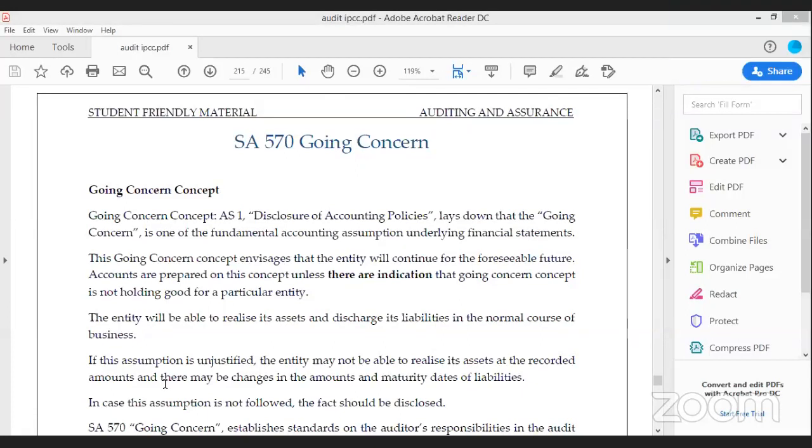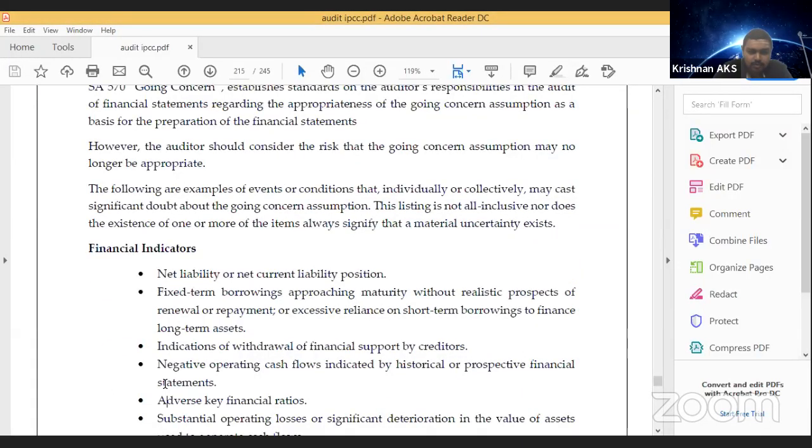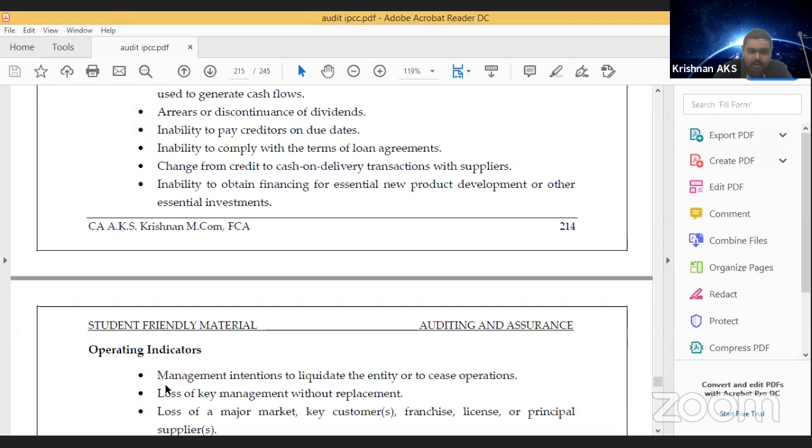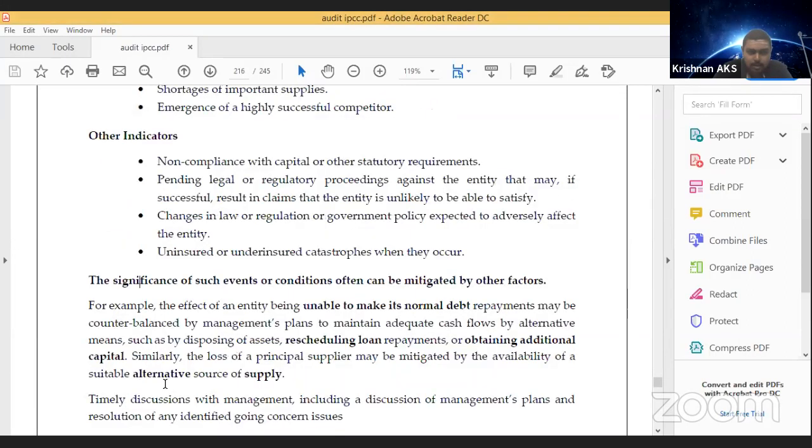Yes, sir. So we are studying these financial indicators. Then we are studying operational indicators. Then we are studying other indicators. So the auditor should obtain sufficient appropriate evidence that the going concern assumption is appropriate. Otherwise, they should give an opinion.